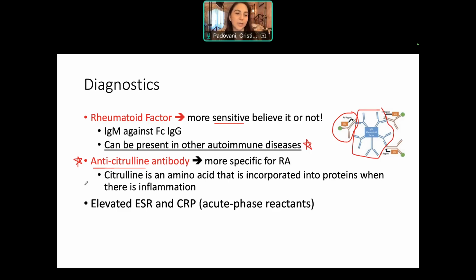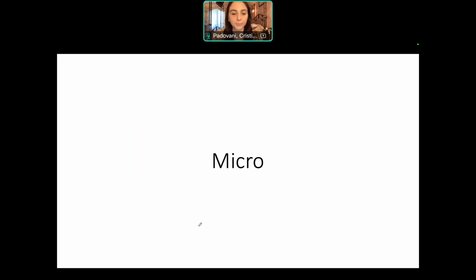Other things you can see are an elevated ESR, or SED rate, and elevated C-reactive protein. These are absolutely not specific for rheumatoid, but these are acute phase reactants, so they're going to be elevated when you have tons of inflammation going on. All right.